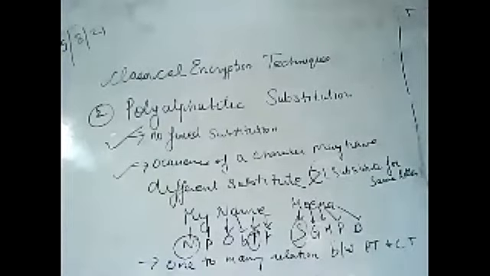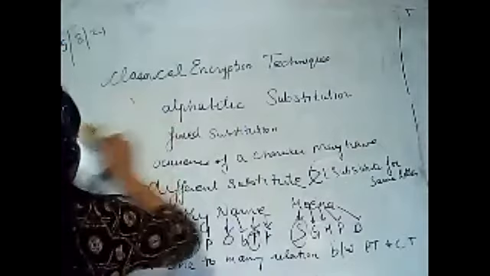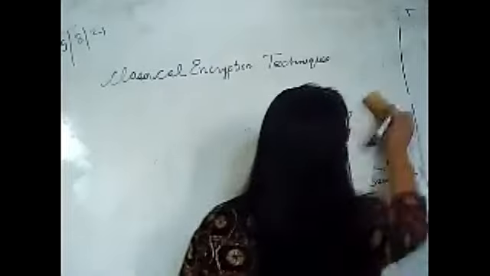Now the third type of substitution that we will discuss here is the Caesar cipher.